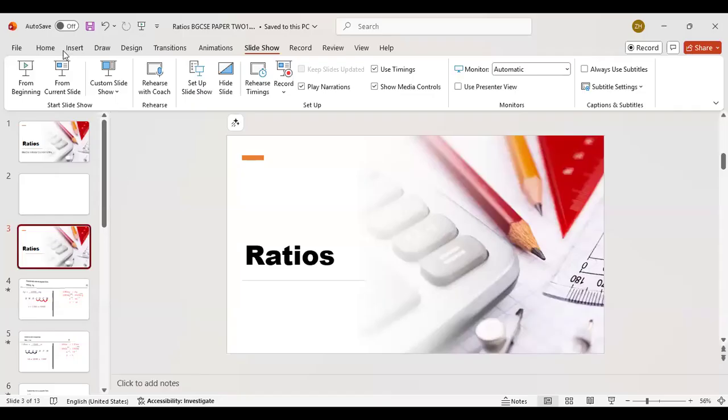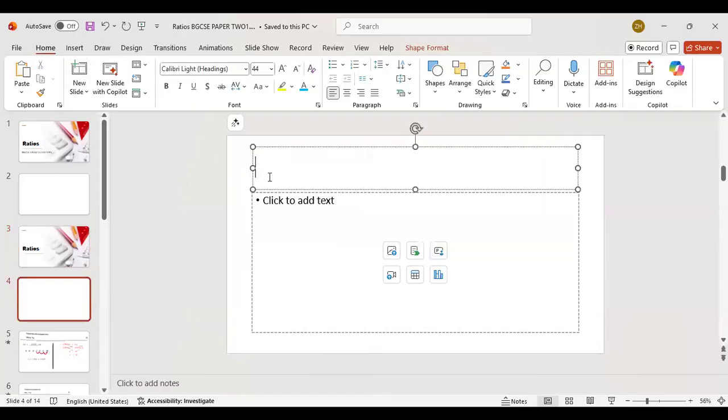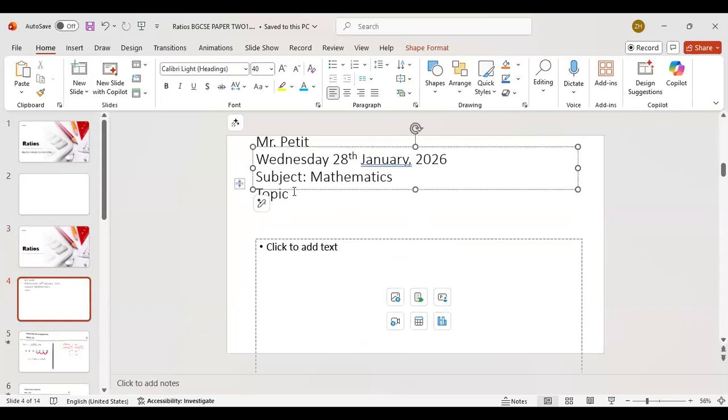So let's go ahead and head up. My name is Mr. Petit. Today is Wednesday already, I cannot believe that. Today is Wednesday, the 28th of January, 2026. The subject is, of course, mathematics. And the topic is simplifying ratios with different units.